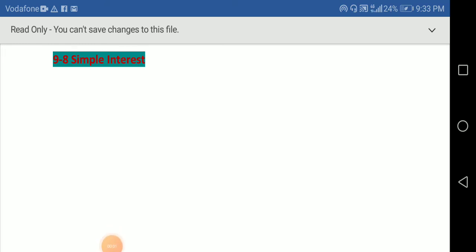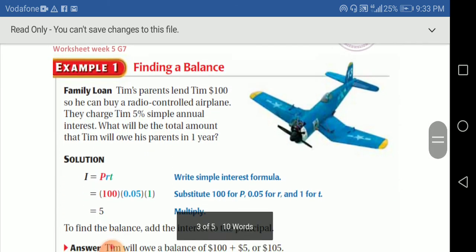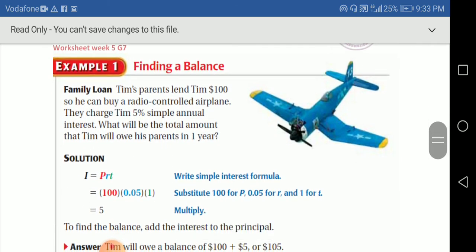I hope you're fine. Today we are going to have a new lesson. It's the last lesson of quarter 3, so let's start. We have here the simple interest. So what about this one? We use these kinds of questions in our daily life, so it's so interesting, guys.